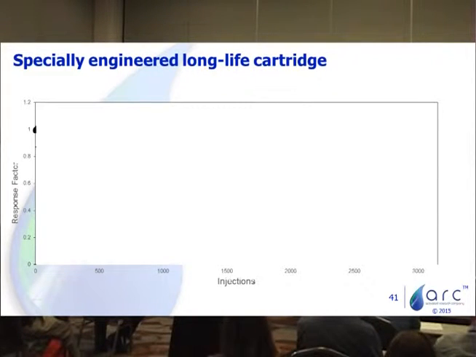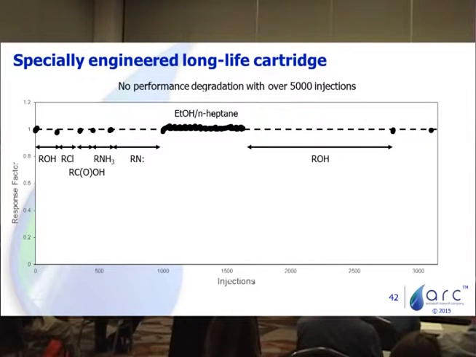So we're very proud that we've developed a reactor that lasts a very long time. We've tested over 5,000 injections with a number of different compounds. Here we're looking at the response factor as a function of the number of injections, which is giving us a surrogate for the degradation of the reactor. And we're looking at ethanol in heptane neat injections, which is really straining the reactor because we're putting a lot in there. And we see no degradation of performance over that lifetime. We're also injecting other things in the intermediate spaces here.